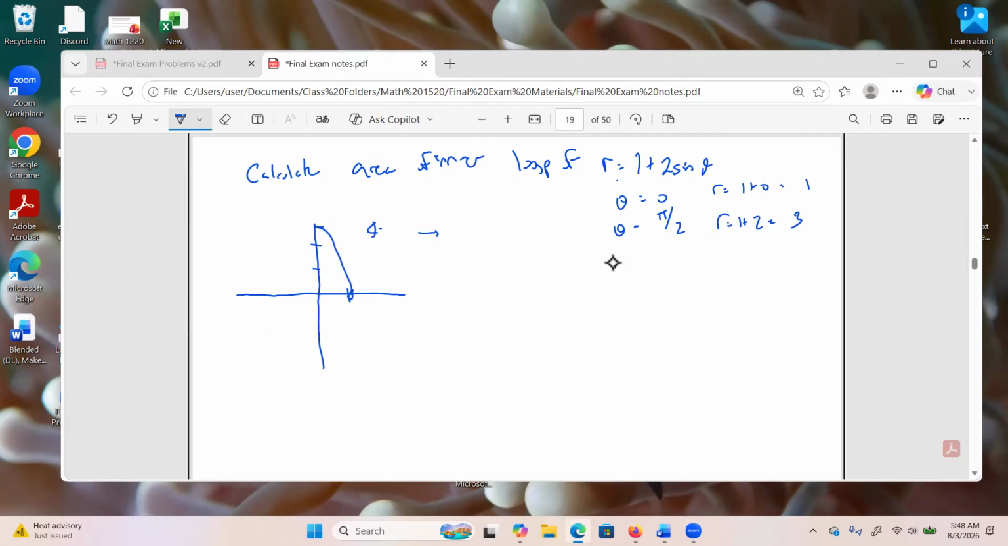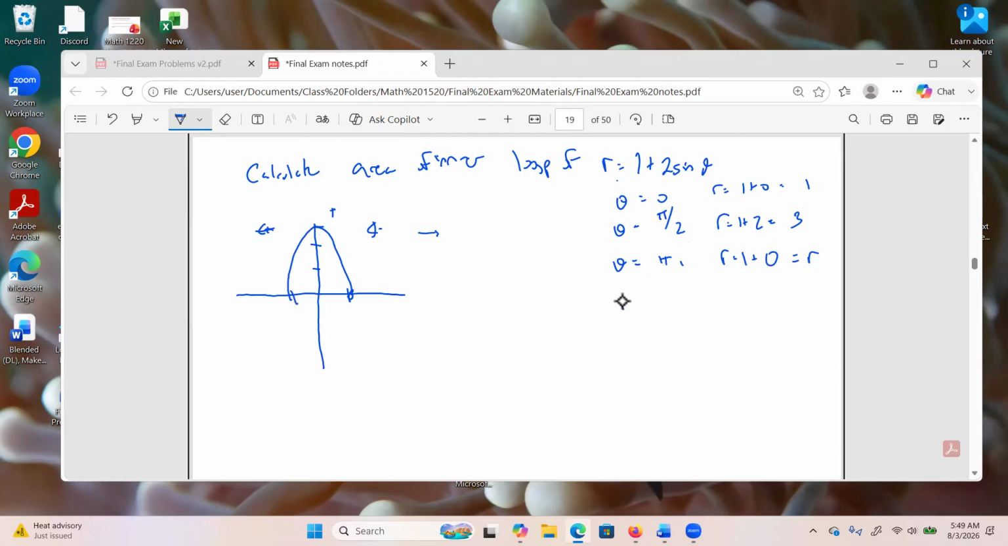Okay. When theta is equal to pi, again, we're just going around the other direction here. So we looked up, now we're looking over. We have r equal to 1 plus sine of pi, which is 0. So r goes back to 1, and we're going to be over here again.